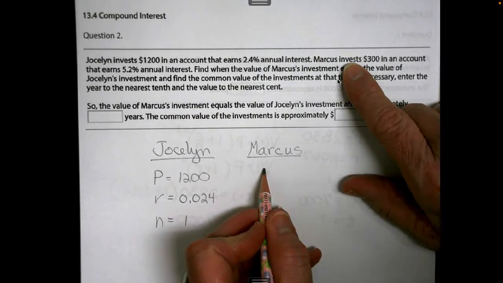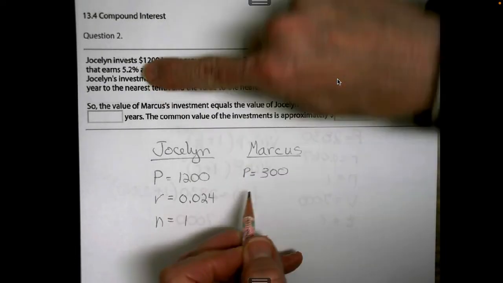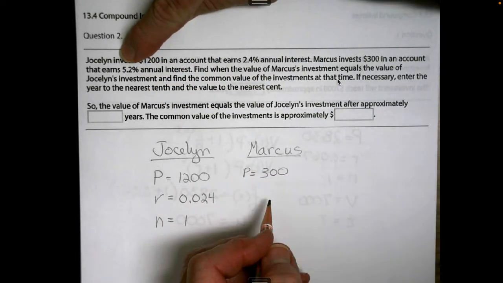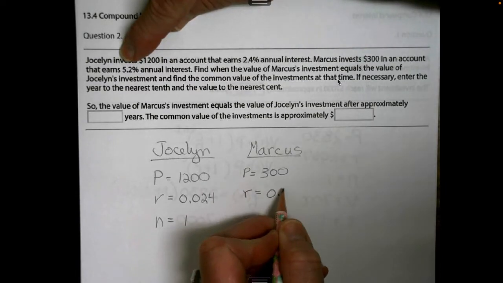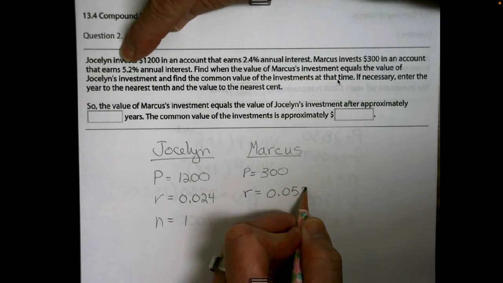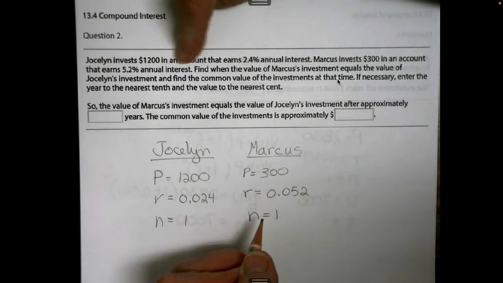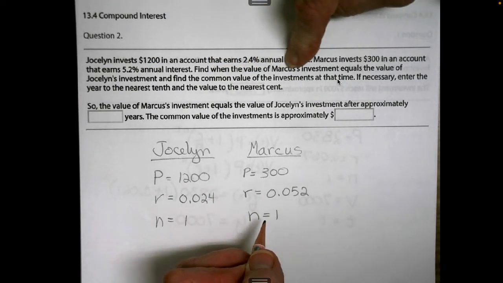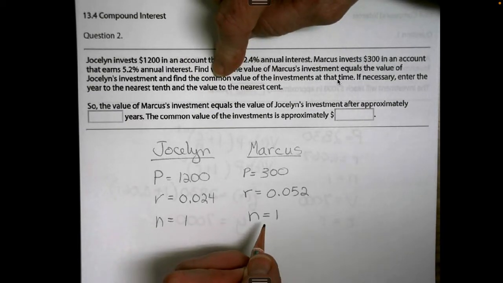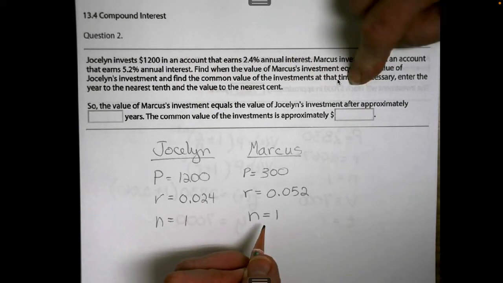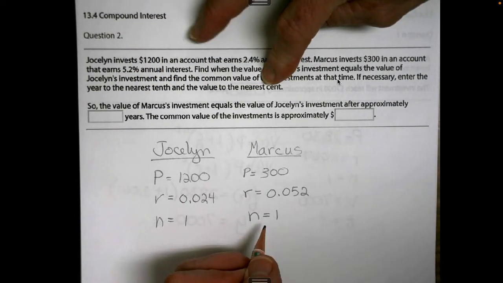Marcus invests $300 in an account. That's his P. And earns, wow, over double the interest. Interesting. Get a hold of that financial institution. It's still annual. Find when the value of these two investments are equal. Find what it is. And if necessary, enter the year to the nearest tenth and the value to the nearest cent, if you do have to round.